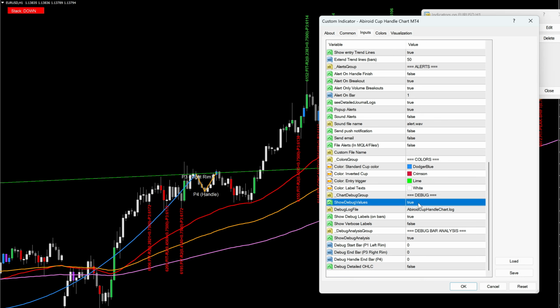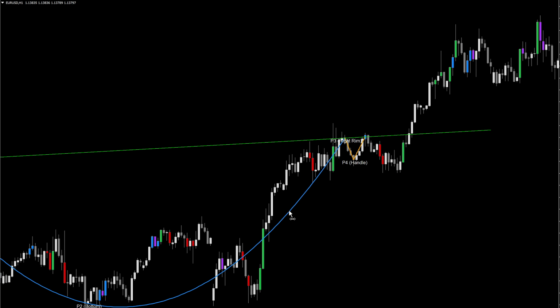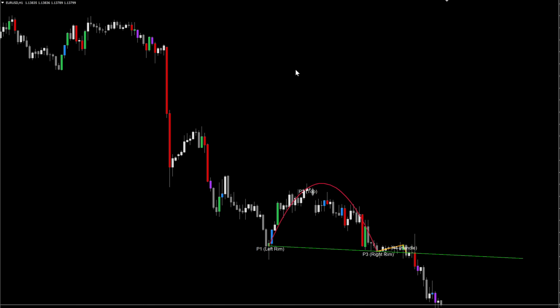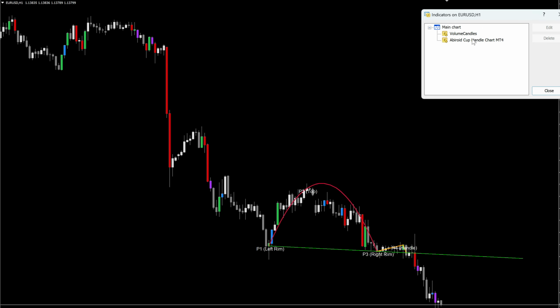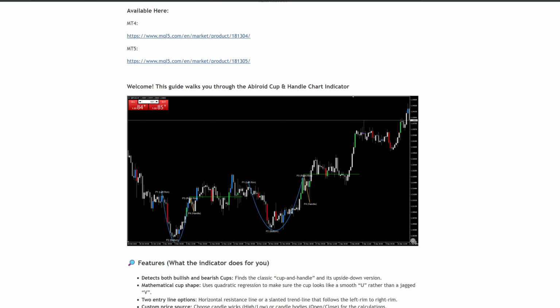And finally, you have these show debug values. If you want to hide these labels, if these are getting in the way, you can just set that to false. And let me also remove this. So you'll have a much cleaner looking chart. And we already talked about the debug bar analysis. So if you want to know more about this, then I would suggest that you go over the blog post.